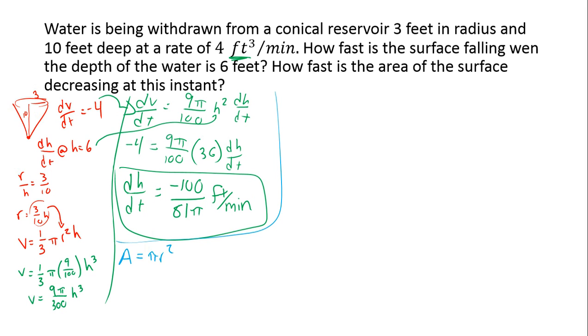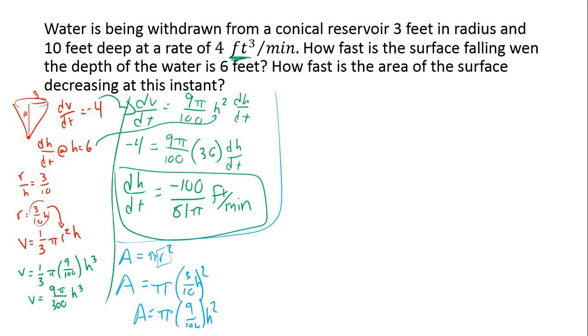Pi r squared. And since we know what h is, we know what dh is, we don't know what dr is specifically. So we're going to put the h in for this r. So that gets us A is equal to pi times 3 over 10 squared, which gets us A is equal to pi times 9 over 100. Oh, and then there's an h, so then it's h squared also.